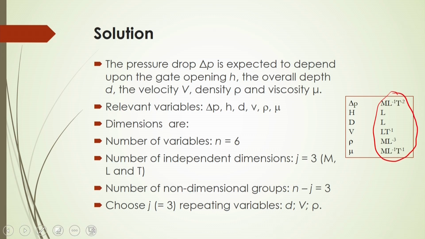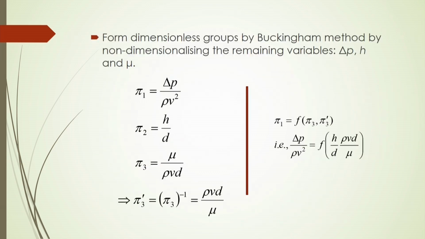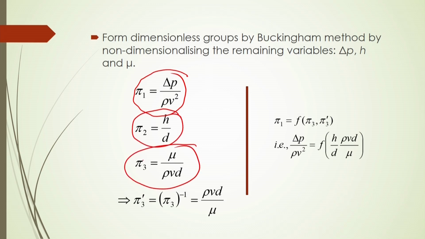So, the number of independent dimensions is 3, that is, the fundamental dimensions: mass, length and time. The number of non-dimensional groups is n minus j, which is equal to 3. As per the Buckingham pi theorem, you have to identify the repeating variables, here d, v and rho, and then do the dimensional analysis for the dimensionless groups by the Buckingham method, non-dimensionalizing the remaining variables delta p, h and mu. In that case we get the dimensionless groups pi 1, pi 2 and pi 3 based on this dimensional analysis of the Buckingham pi theorem.